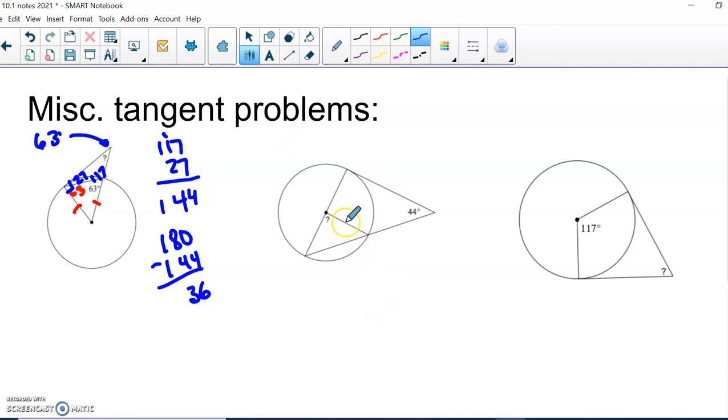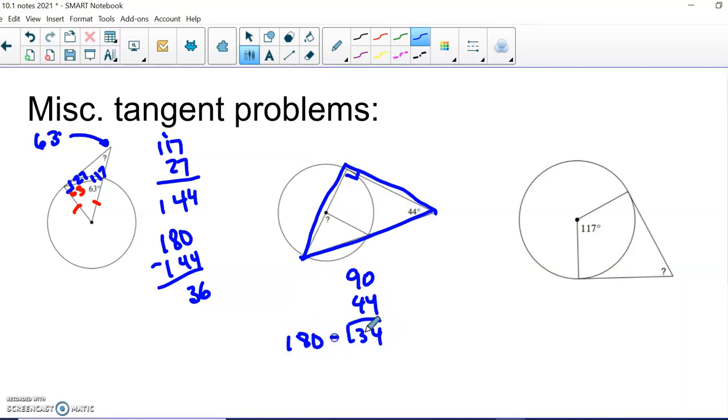All right, here we go. We're going to see what we can assume again. And again, if it appears to be tangent, in this case, we're allowed to assume it is. So we know this is 90 degrees. And we know that all triangles have 180 degrees. So I'm going to take 90 plus 44, give me 134. Take 180 minus my 134. So that gives me, what, 46. So I know that this angle is 46.